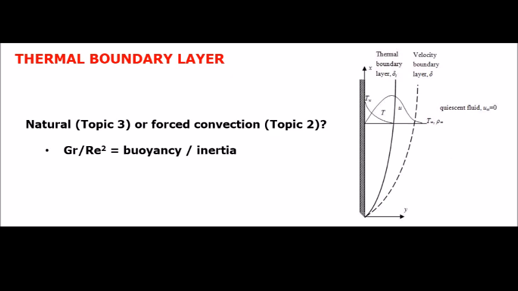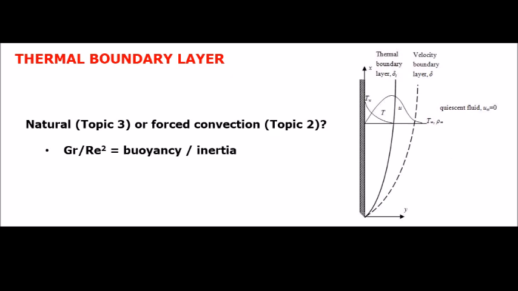Again, this is a rule of thumb. To determine whether natural or forced convection is more significant in the heat transport process, what you can do is calculate a new dimensionless number, which is just dividing the Grashof number by the square of the Reynolds number. And what is the physical meaning of the Grashof number divided by the square of the Reynolds number? It gives you an idea about the ratio between the buoyancy forces and the inertia forces.